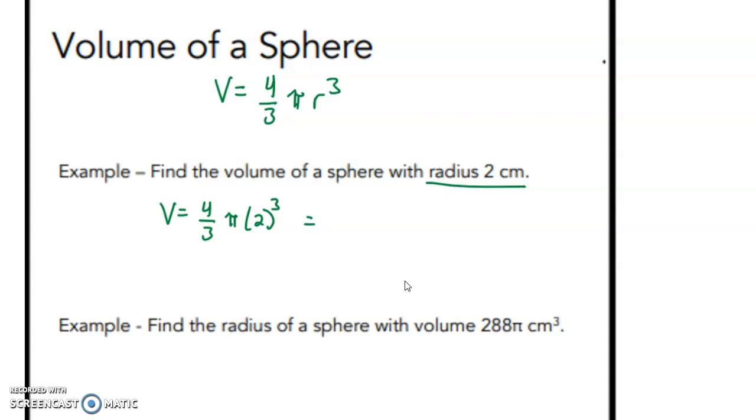Okay, so let me just use a calculator here. All right, 2 to the third power. All right, and so I get, if I leave it in a fraction, 32/3 pi. So that's the exact amount.